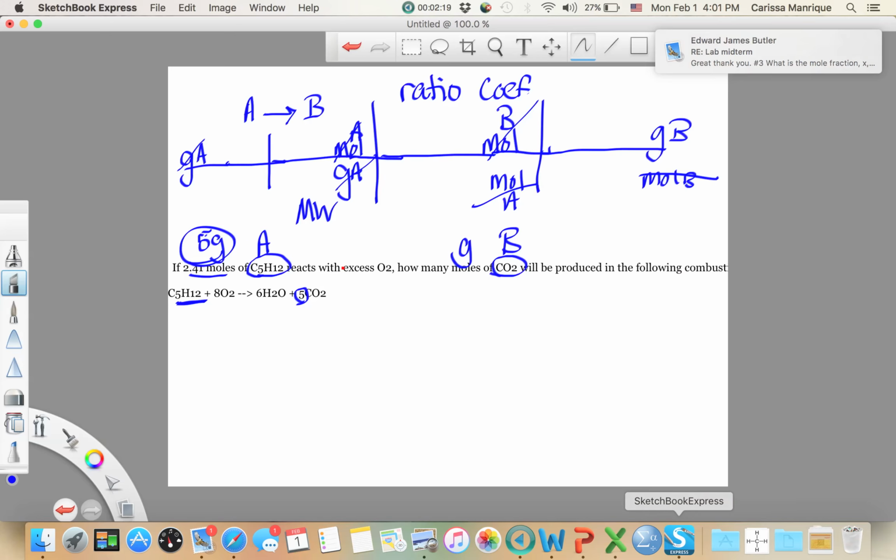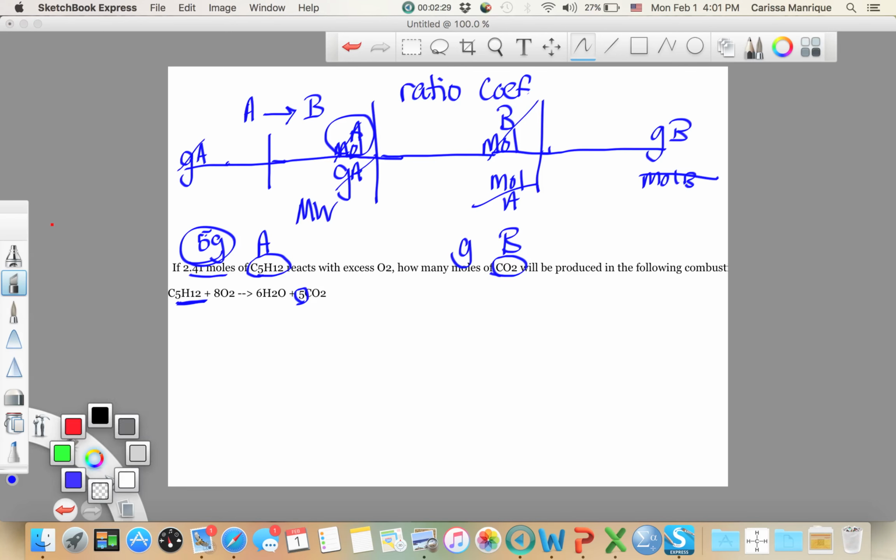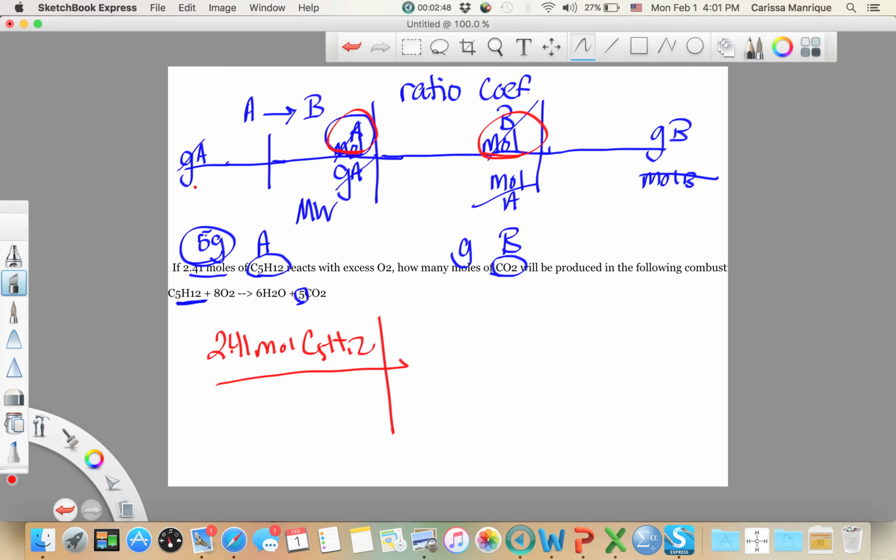Come back here. Now let's set this up for this problem. This problem we just need to go from moles, so start at moles of A. Let me change my color. So I'm going to go from moles of A, so start right here, and I'm going to go to moles of B right here. So it's actually an easier problem than what I showed you here. So I have 2.41 moles of C5H12.